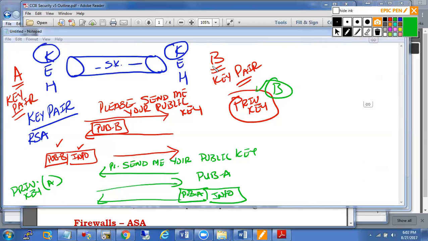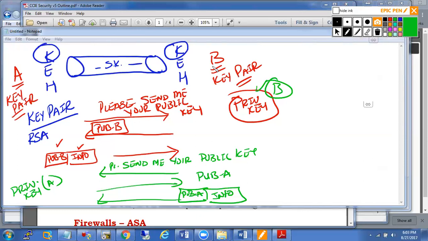Good so far? So you understand how the encryption is happening over here, using this PKI infrastructure, the public key infrastructure, where the public key is used to encrypt the data and the corresponding private key is used to decrypt the data.